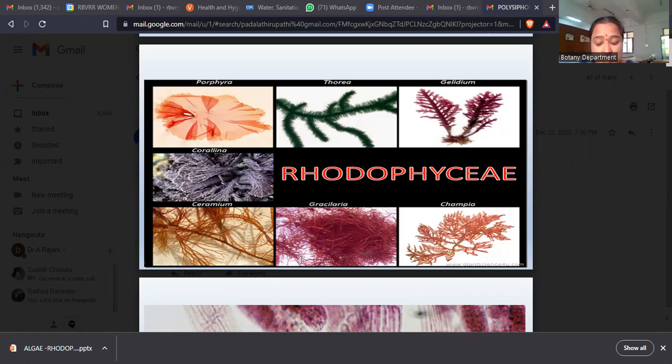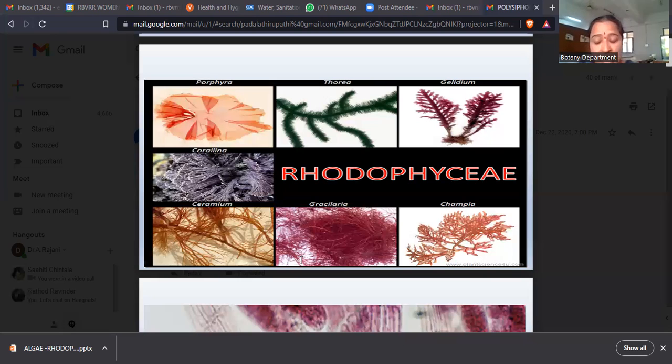But here asexual reproduction is not there. Only sexual reproduction you can study in this class. All male gametes are also non-motile. Another very important point, flagella is absent. In the other classes flagella is present in male gametes, but only in the Rhodophyceae members, flagella is absent in the male gamete. Naked male gametes are present at the time of sexual reproduction.